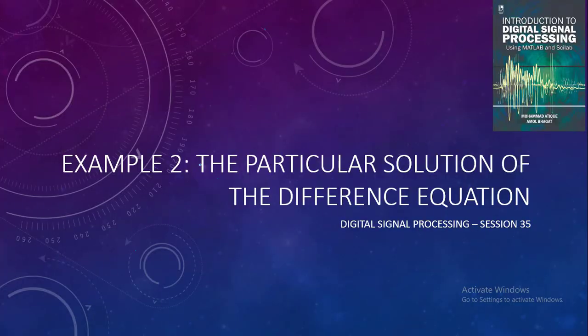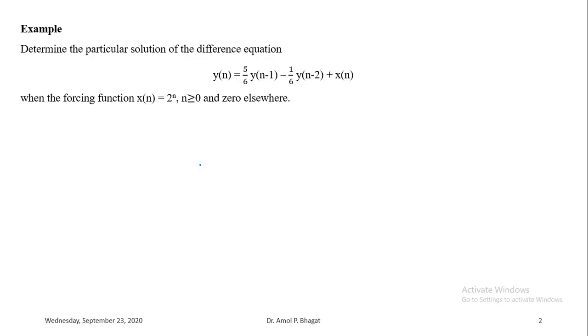In the previous session, we have seen an example for determining the particular solution from the given difference equation. We will today discuss one more example to identify the particular solution. Again, in this example, you have to determine the particular solution for the given difference equation. It is a second order difference equation. Here the input or the forcing function is x of n equals 2 raised to the power n for n greater than or equal to 0, and 0 elsewhere.